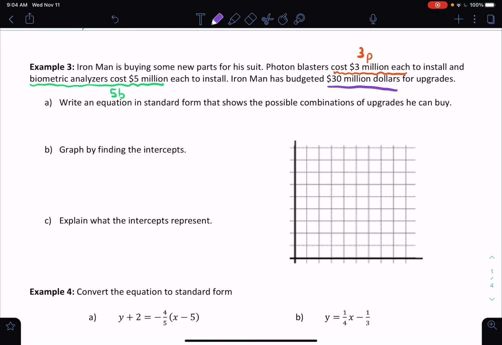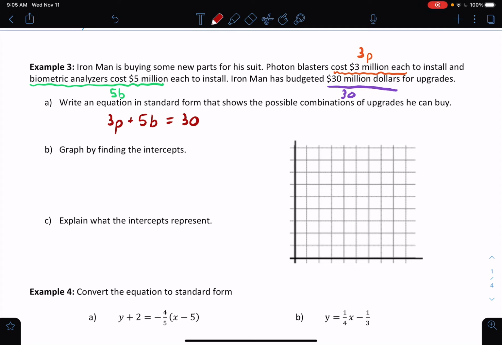So I take the amount of photon blasters that he buys, I take the amount of biometric analyzers that he buys, and when I add those together, it has to equal $30 million. Okay? So his budget is 30. So the equation of this line would be 3 times the amount of photon blasters, or $3 million times each photon blaster, plus 5 million times each biometric analyzer, and that has to equal his budget, which is $30 million.